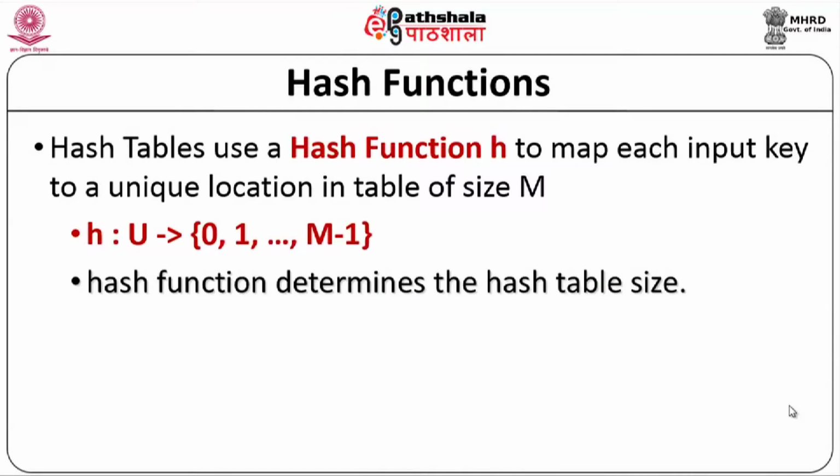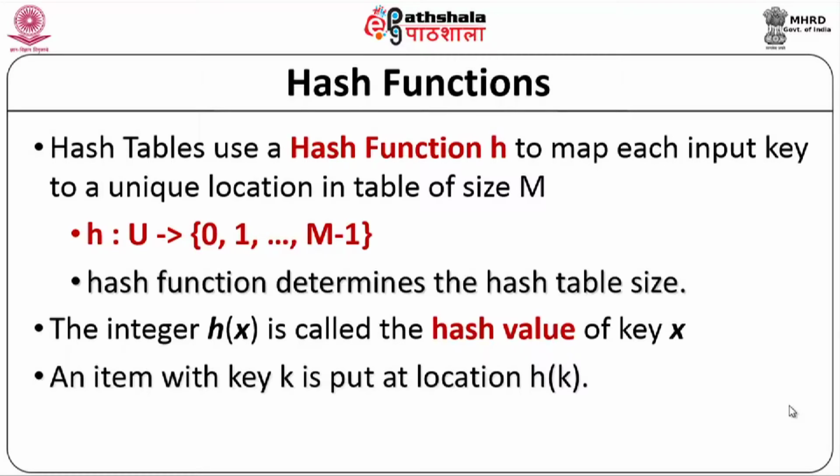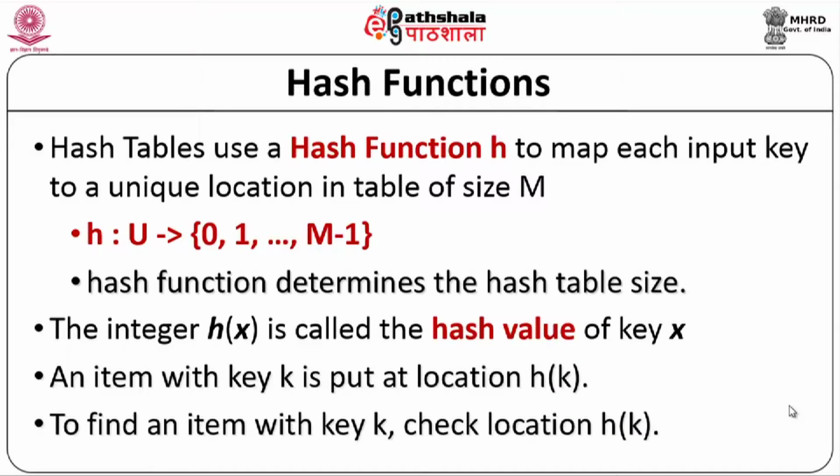This hash function determines the location in the hash table, and the integer h of x is called the hash value of key x. So, you have a key k or x, and the hash function h maps from the universal key set to a location in the hash table. An item with key k will be put in that slot h of k. To find an item with key k, you first check the location h of k.